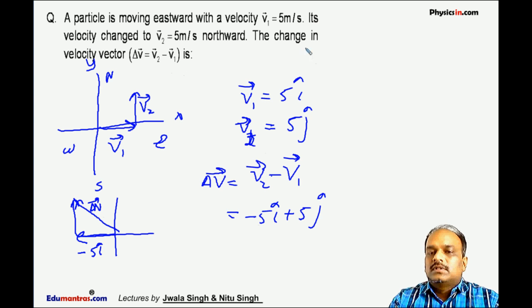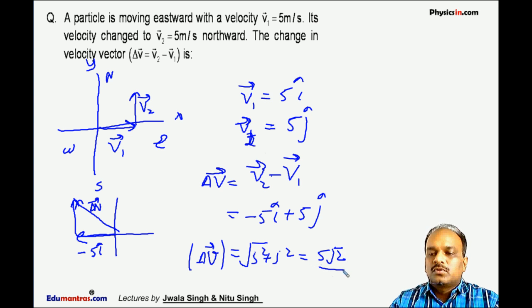So first, the change in velocity vector magnitude is mod of delta v, which is root over 5 square plus 5 square, which is equal to 5 root 2. So the change in velocity is 5 root 2 meter per second along northwest direction.